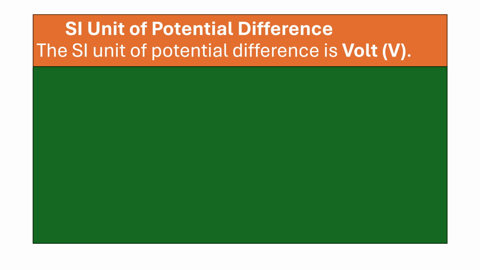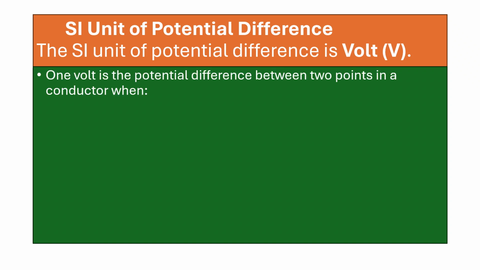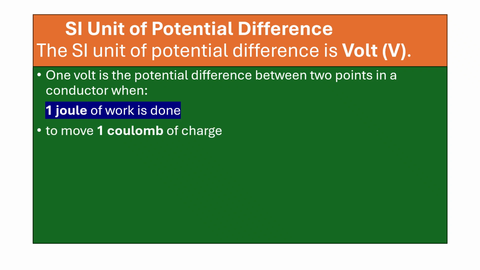What is the SI unit of potential difference? It is volt. And how are you going to define it? 1 volt is the potential difference between 2 points in a conductor when 1 joule of work is done. Please remember, we take 1 joule of work is done to move what? 1 coulomb of charge. So mathematically, what you will get? 1 volt is equal to 1 joule upon 1 coulomb. If you cross multiply, you can make work done the subject. So we are basically using which formula? V is equal to W upon Q.